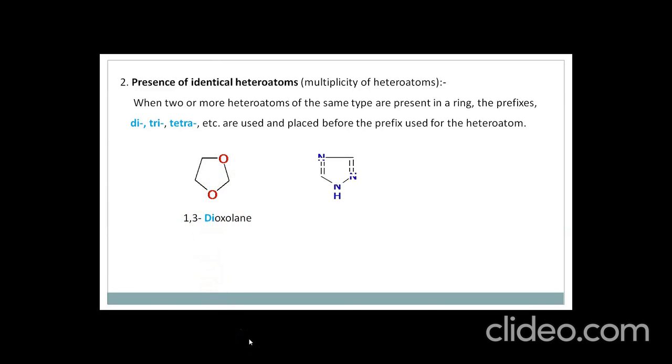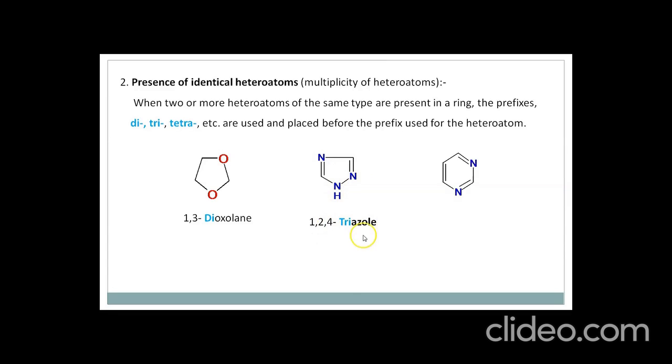Let's move to the second example. Now here it is a 5-member unsaturated ring having how many nitrogens? 1, 2, 3. So the name is triazole. It has nitrogen, so aza, and as it is a 5-member ring we use OLE. So the name is azole, but as it contains 3 nitrogens we use the prefix tri. So the positions are 1, 2, 3, 4. So 1,2,4-triazole.